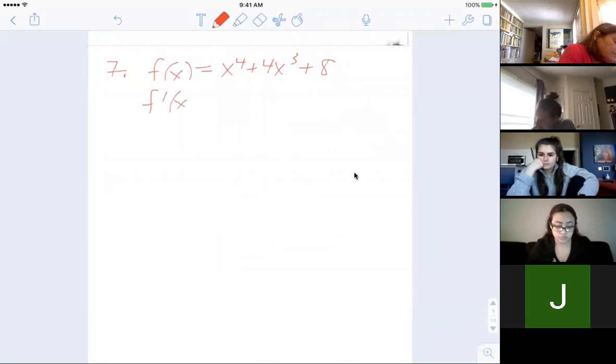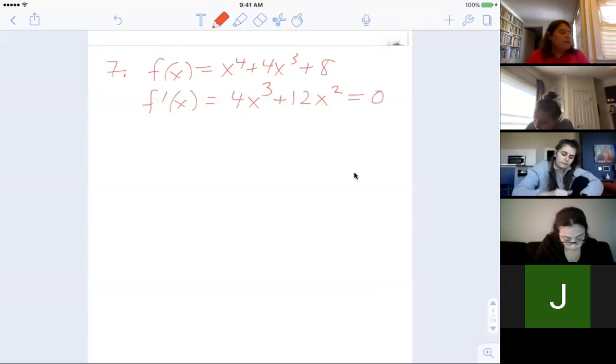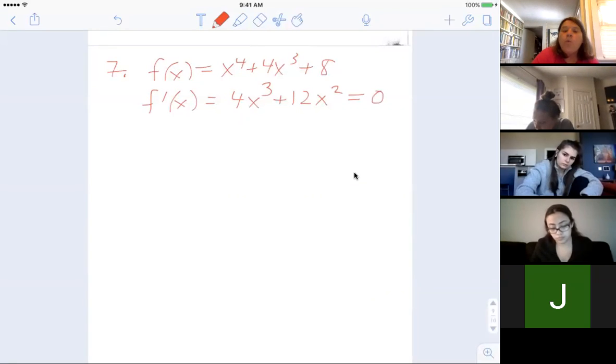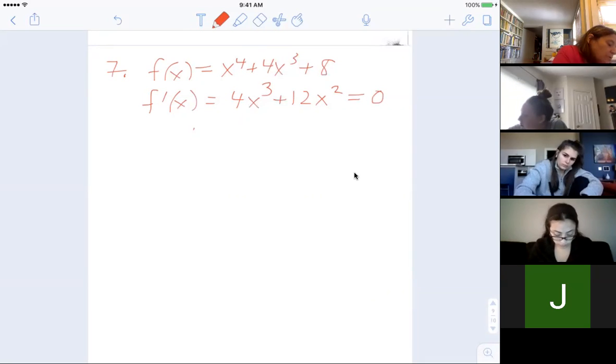So I'm going to take a derivative, which would be 4x cubed plus 12x squared, just using the power rule on those things. Critical numbers are where this thing is equal to 0. So I need to factor that. First rule of factoring, get out any common factors. What's common here, guys? What can I pull out? Anybody? 4x squared. I can pull a 4 out of the 4 and 12 and an x squared out of both of them. So 4x squared times, and I'll be left with x plus 3.